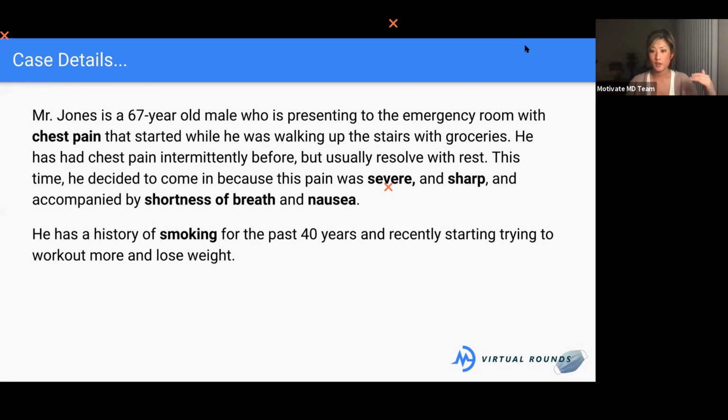Now, A stands for assessment and P stands for plan. And honestly, in my mind, I kind of group those together. So assessment is going to be like, we're looking at this guy with chest pain, and we'll do this together as we go through the case. But the assessment is putting together all the data from the subjective and the objective and figuring out what our next steps are going to be. And then the plan jumps directly off of that.